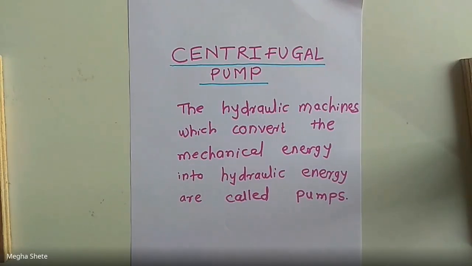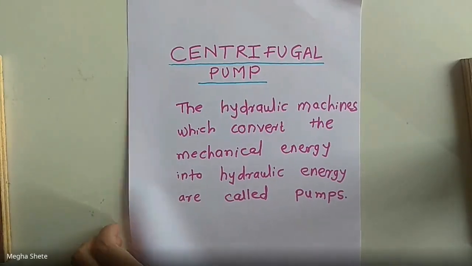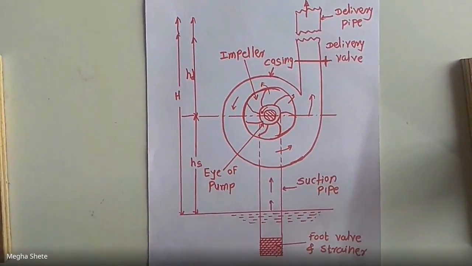Thus, at the outlet of the impeller, where the radius is more, the rise in the pressure head will be more and liquid will be discharged at the outlet with high pressure. Due to this high pressure head, in the centrifugal pump, liquid can be lifted to a high level. Now we are going to see the main parts of the centrifugal pump.